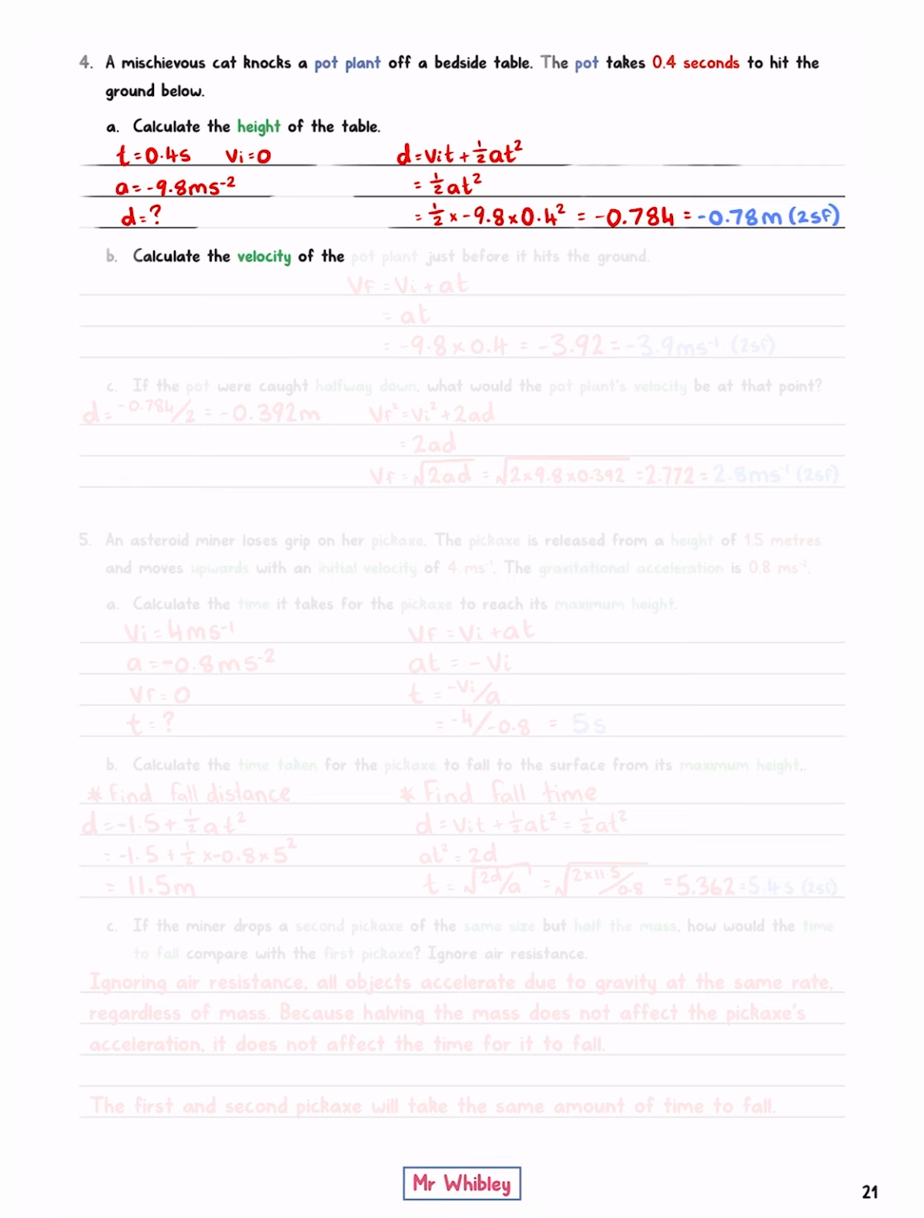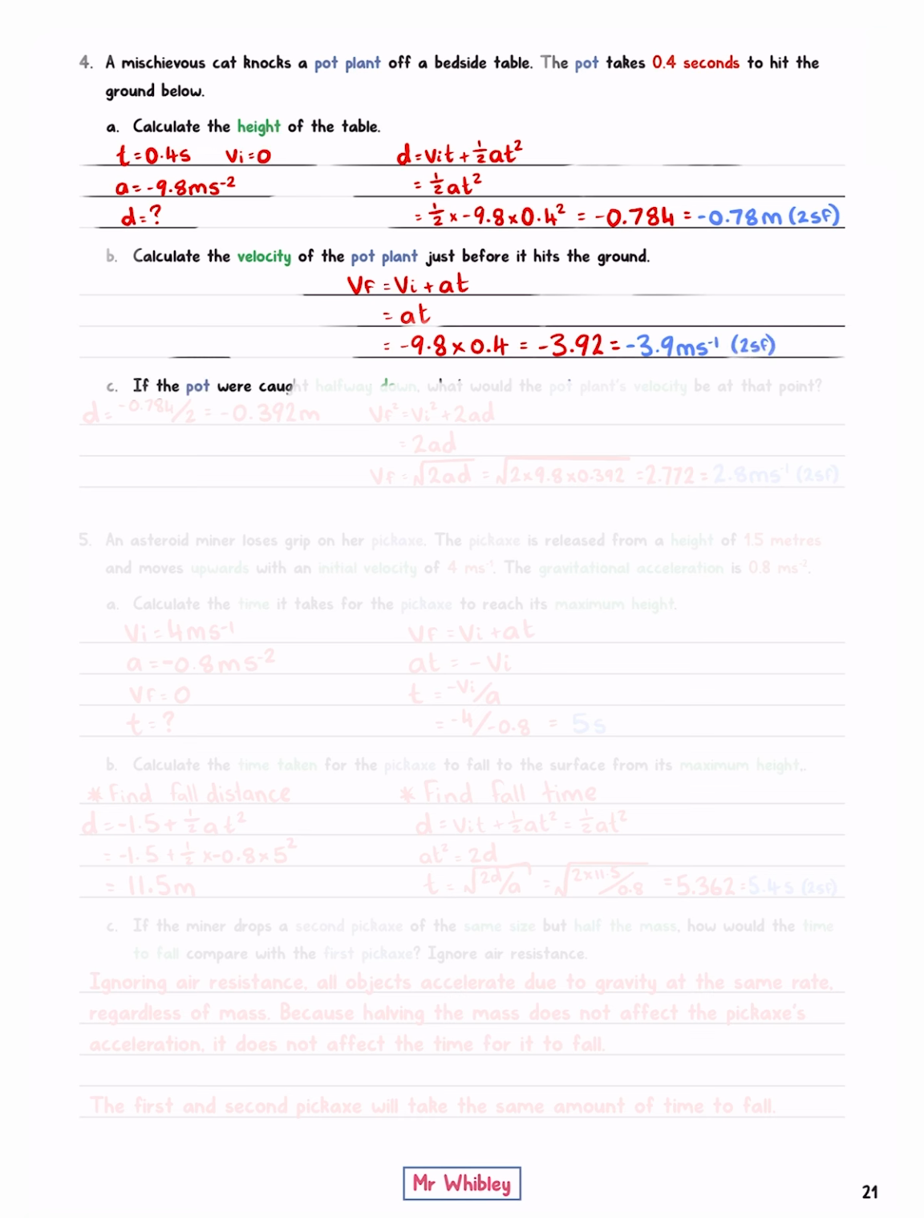Calculate the velocity of the pot plant just before it hits the ground. To find the final velocity, we can use this equation here. Vi is 0, so this becomes at. Putting in our numbers gives us negative 3.92 or negative 3.9 meters per second to two significant figures.